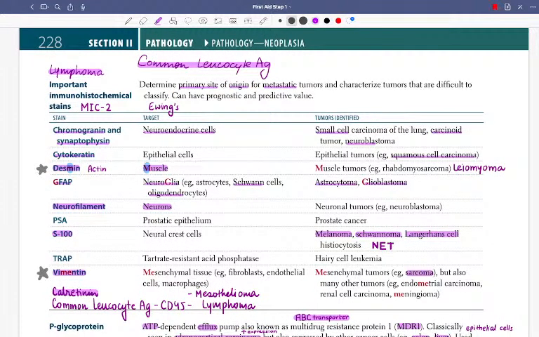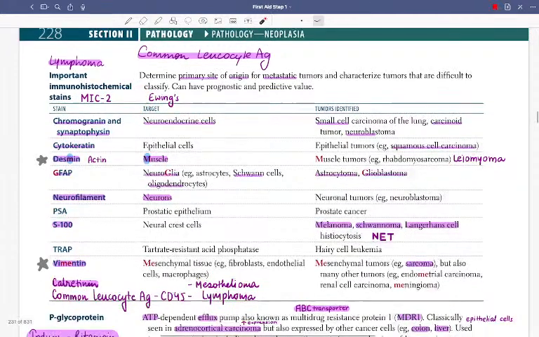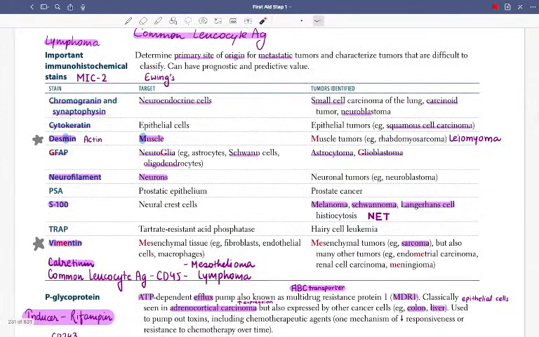Lymphoma, common leukocyte antigen. Primary site of origin, metastasis, metastatic tumors. This is immunohistochemistry staining. For lymphoma, we do the common leukocyte antigen test. MIC2 is Ewing's. Chromogranin and synaptophysin are for neuroendocrine cells. Small cell carcinoma of lung, carcinoid, neuroblastoma.